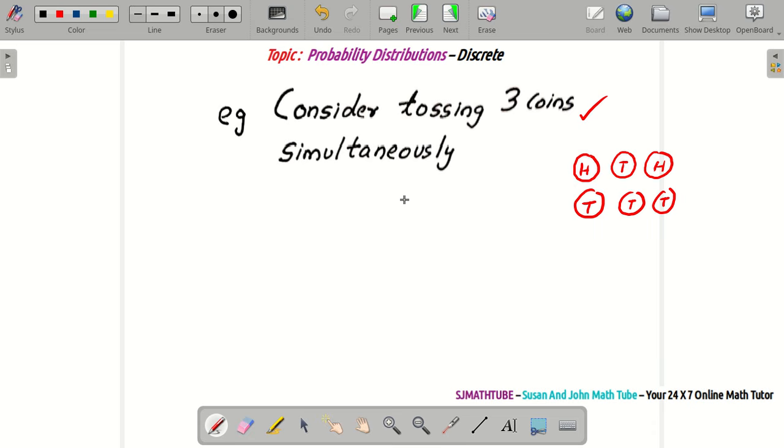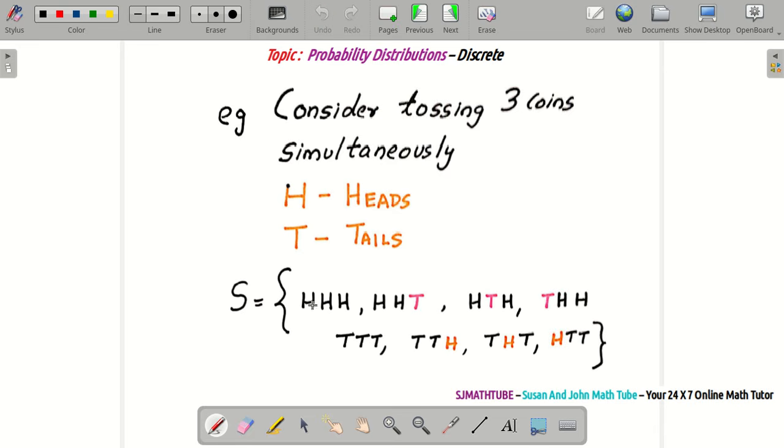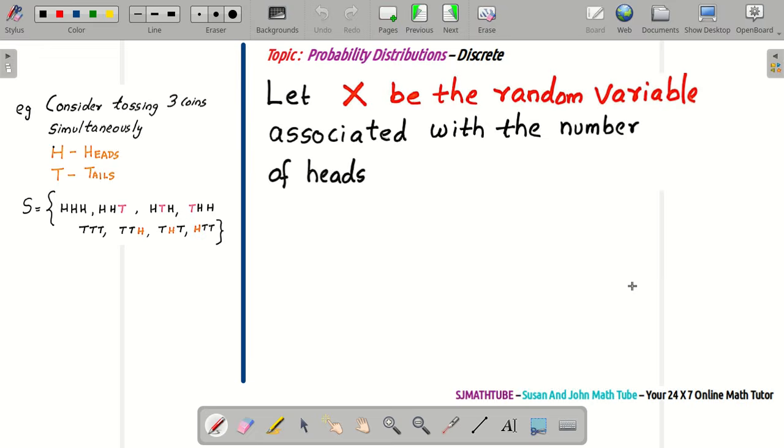So let's go for the sample space. Let H represent the head and T represent the tail. So the sample space will be 1, 2, 3, 4, 5, 6, 7 and 8. There are 8 possibilities. Of course, because 2 into 2 into 2 is 8. Now, I'm trying to create a probability function out of this experiment. I hope you're okay with the experiment. We tossed 3 coins simultaneously and this is the sample space.